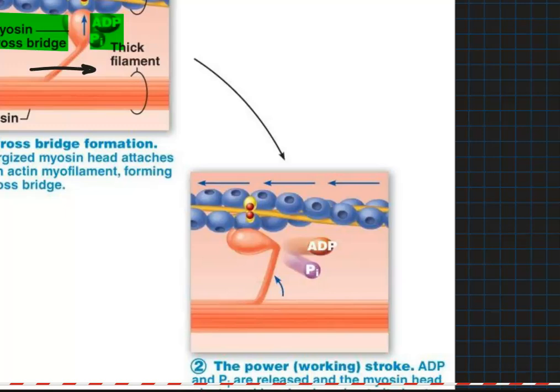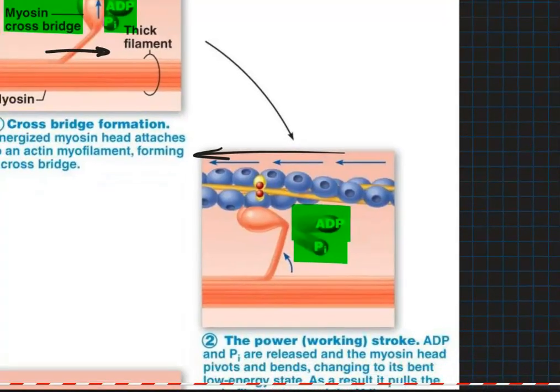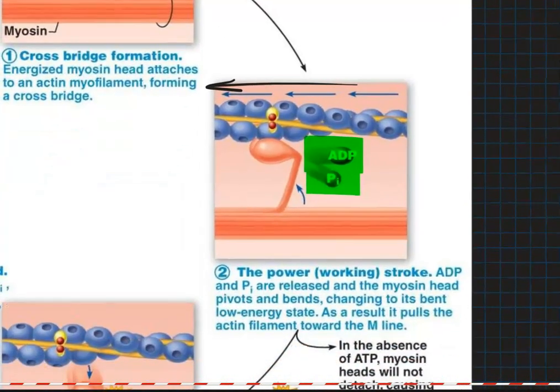It is charged like a spring, the myosin head, and when the myosin head releases ADP and phosphate, it snaps forward, sliding the thin filament relative to the thick filament towards the M line. This process, the sliding, is called a power stroke.